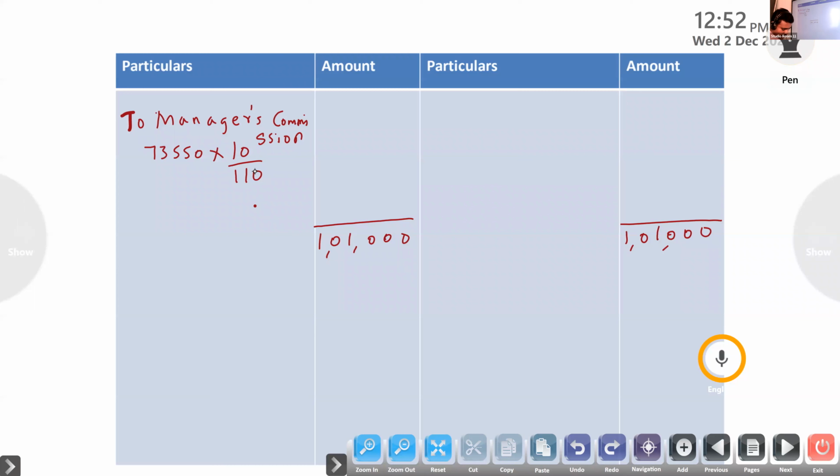Okay, decimal figures will come, so a round figure only we have to write. And the remaining is net profit, net profit transferred to capital account.